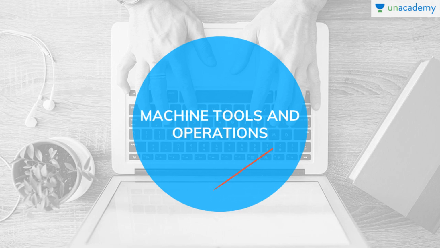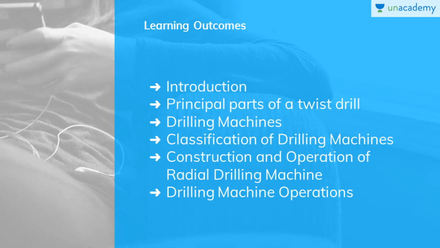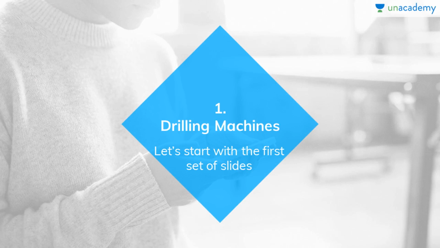So machine tools and operations will be our course. The target audience for this slide will be engineering students, general audience who are interested in mechanical entities, people who are interested in machine related mechanisms, and automobile enthusiasts. The learning outcomes from this presentation will be that you will come to know the introduction of drilling, what are the principal parts of a twist drill, what are drilling machines, what is the classification of these drilling machines, what is the construction and operation of a radial drilling machine, as well as drilling machine operations. So drilling machines is our lesson today, so let's start with that.